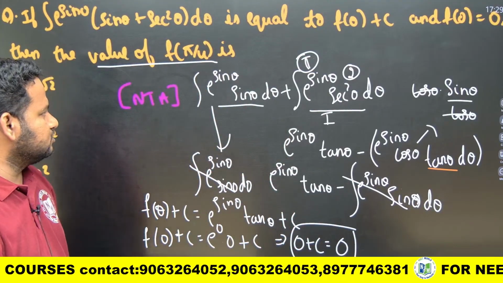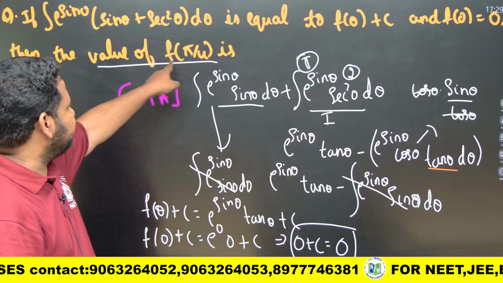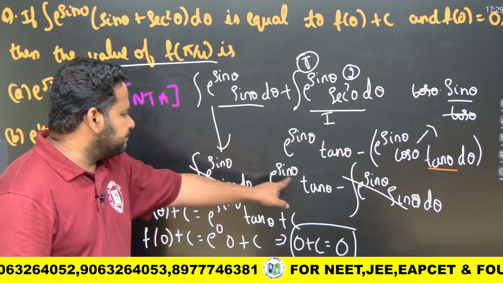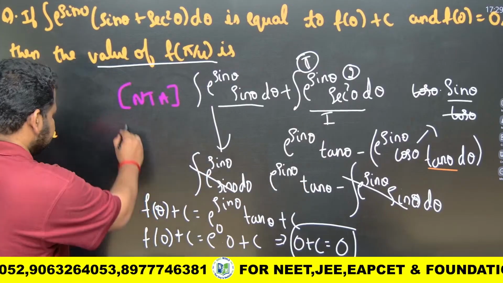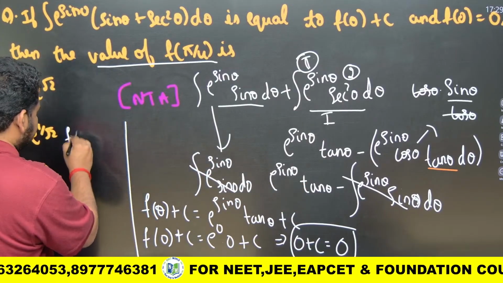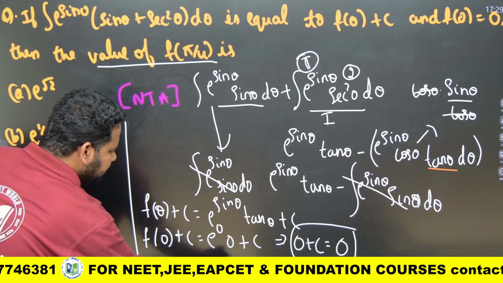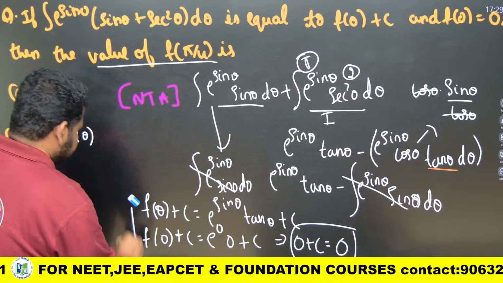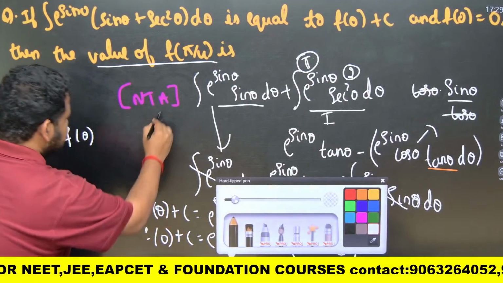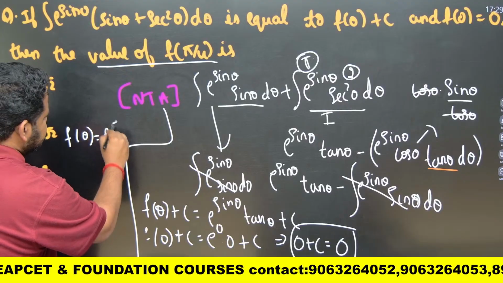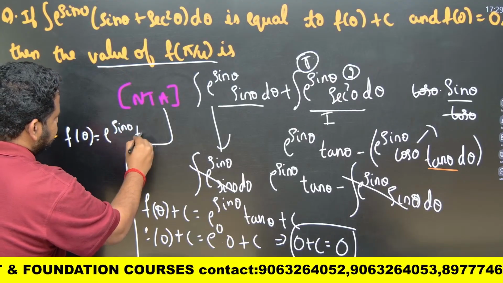If I get c is equal to 0, now they are asking us to find f of pi by 4. f of pi by 4 is what? f of theta is e power sin theta tan theta. Observe carefully: f of theta is e power sin theta tan theta. This is what we got.